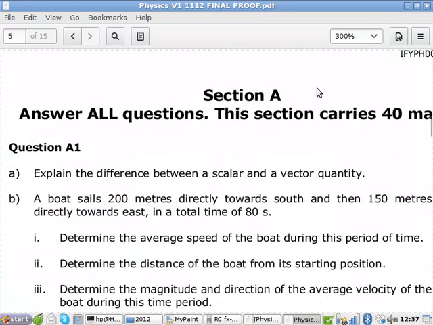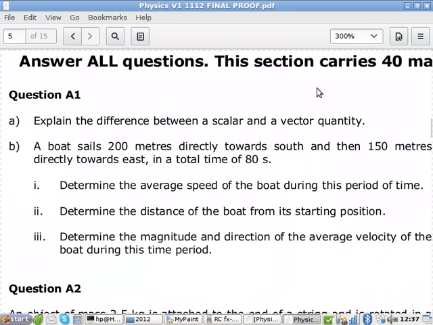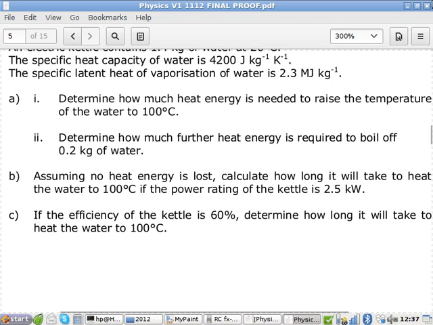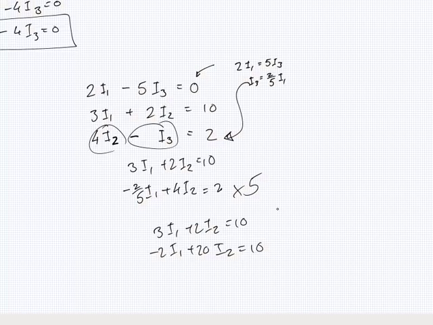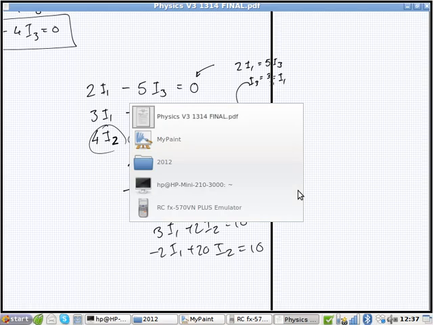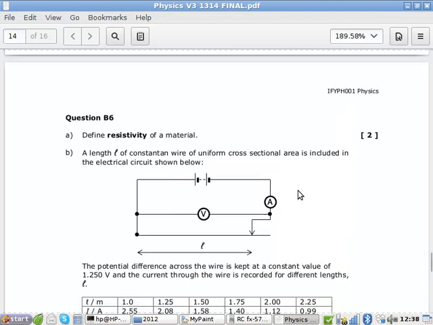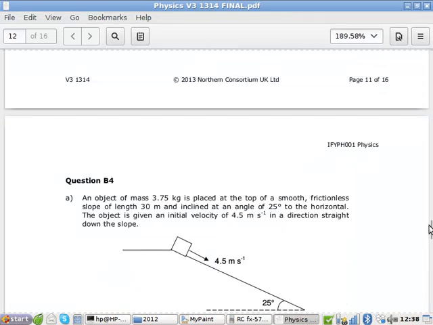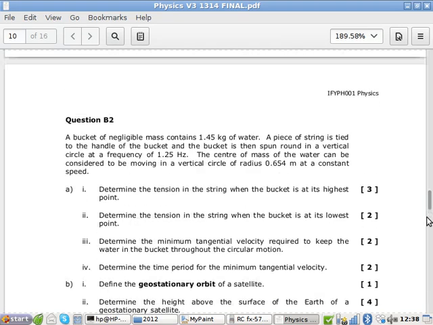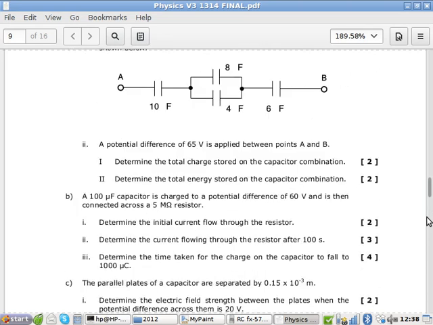Right, number one is, oh, we've seen this one before, the scalar and the vector with the boat. Yeah, we did this one. We did this exam. It looks very familiar. So let's have a look at that other exam I have open. The one with the potential divider in it, maybe that's a harder exam. Oh, yes, I like this one. It has a hard mechanics question in it. I think it's this exam. Oh, no, maybe it's not. Maybe it was the other one I had open.